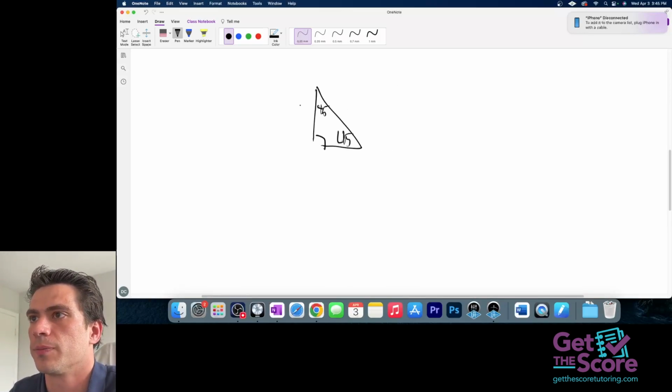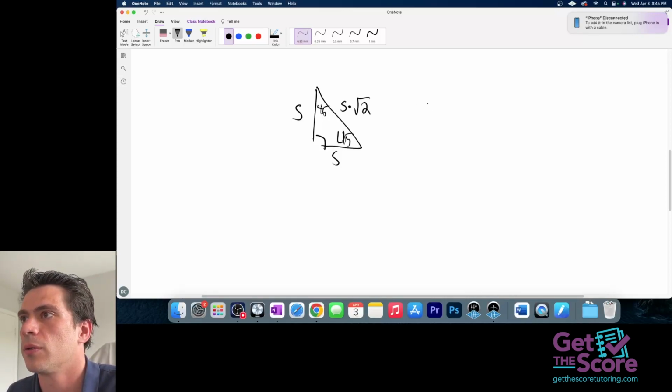So in general, you know the ratios of your sides if you have them. So you can call these sides S, and this is your hypotenuse. But your hypotenuse for 45-45-90 is always whatever your short side is times root 2.